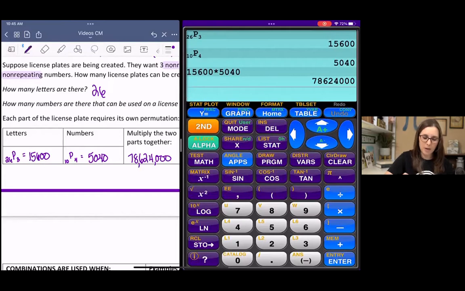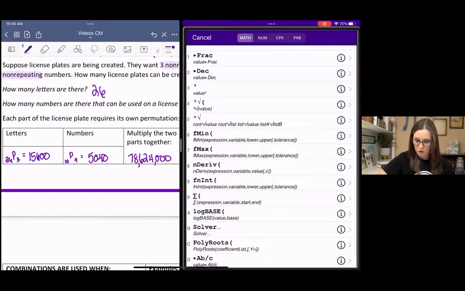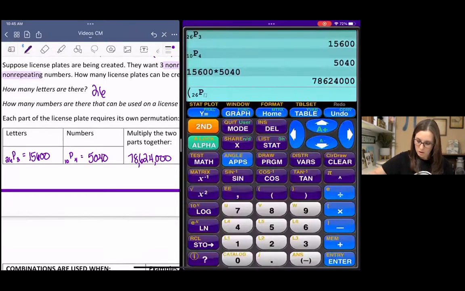You could have typed it in as one step if you wanted to, where you do 26, choose 3, times the other one, and that would just be one step instead of 3 different lines.